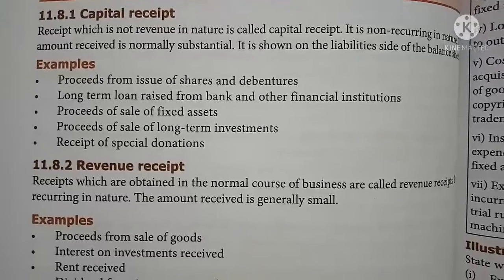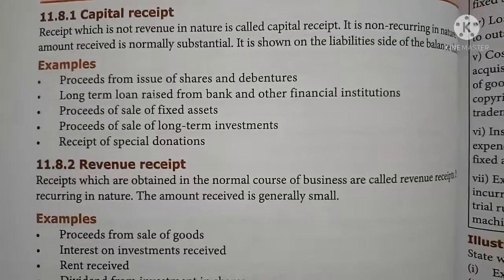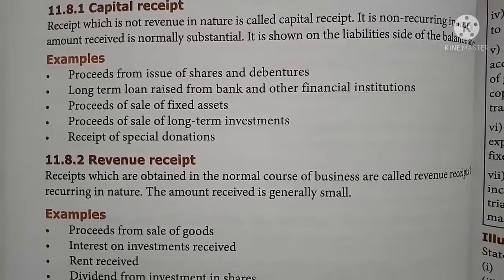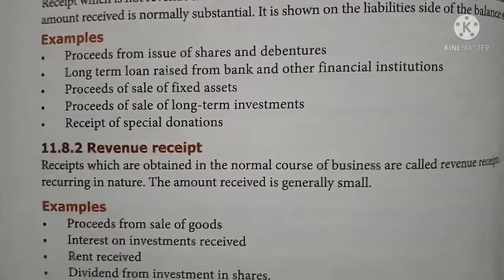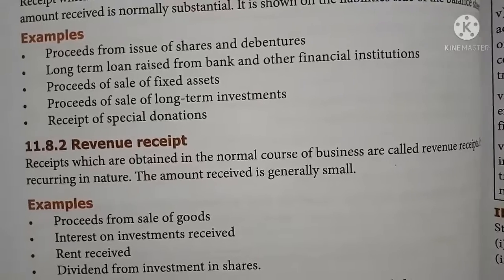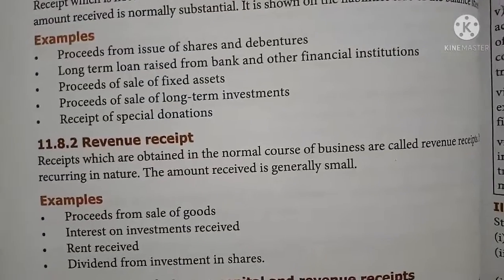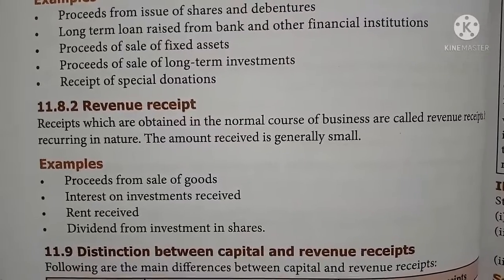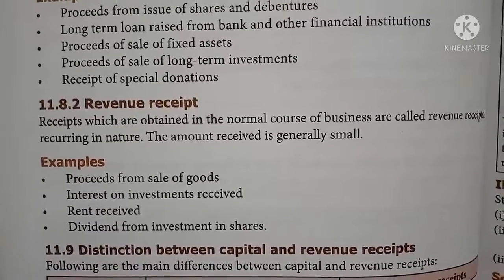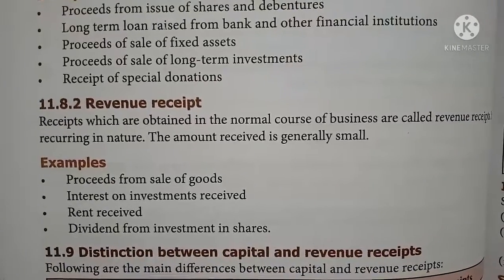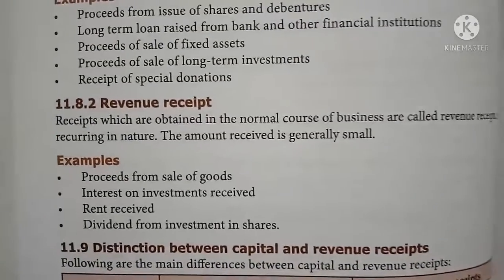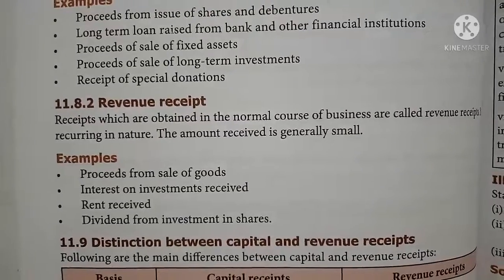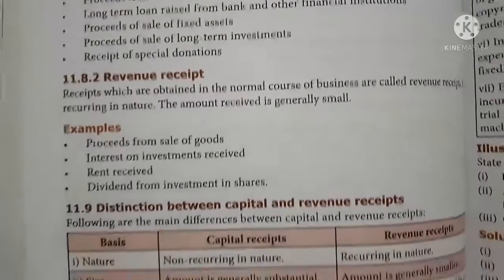Revenue receipts are receipts obtained in the normal course of the business. They are recurring in nature. The amount received is generally small in the business concern. Examples of revenue receipts are proceeds of sale, interest on investment received, rent received, dividend, commission earned, and also discount received.